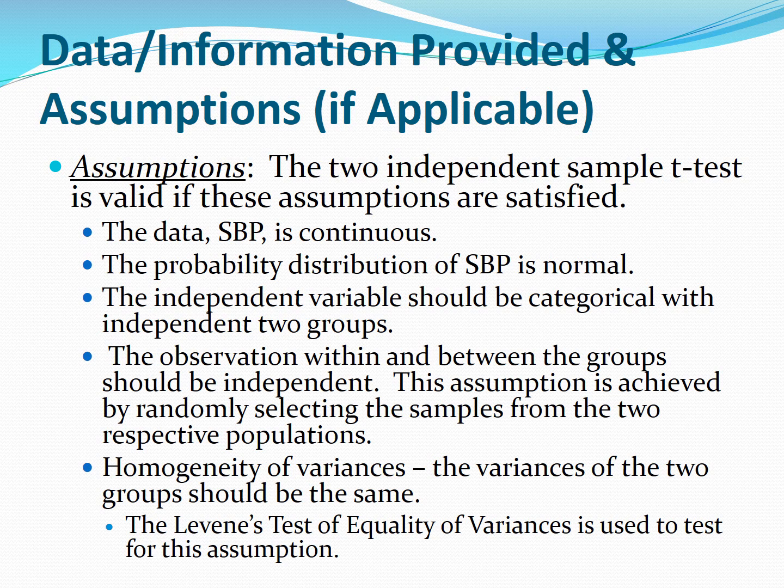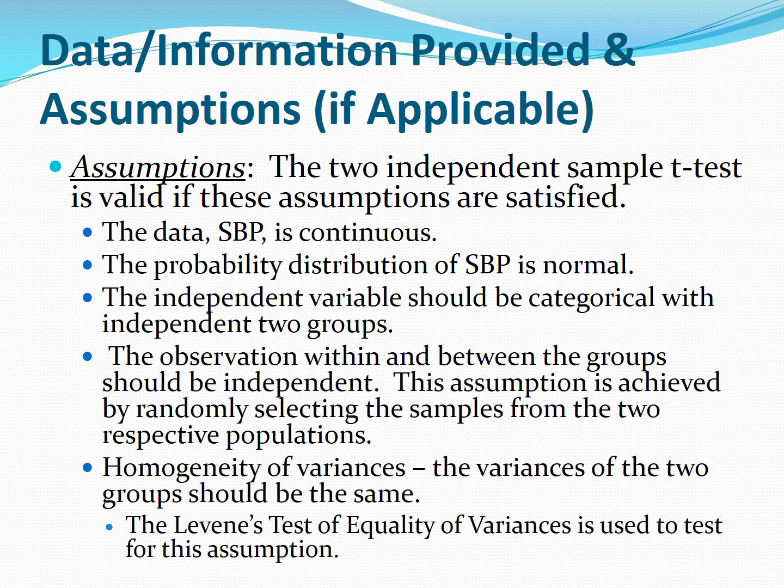The independent variable should be categorical, and the two groups should be independent. In this case, we're looking at males and females, both of which are independent groups. The observations within and between the groups should be independent, and again, we've underscored that. Typically, this is achieved if the selection of the two samples is done using a random scheme.